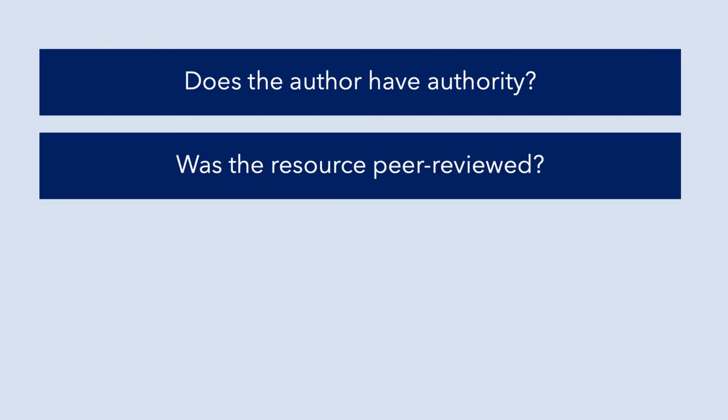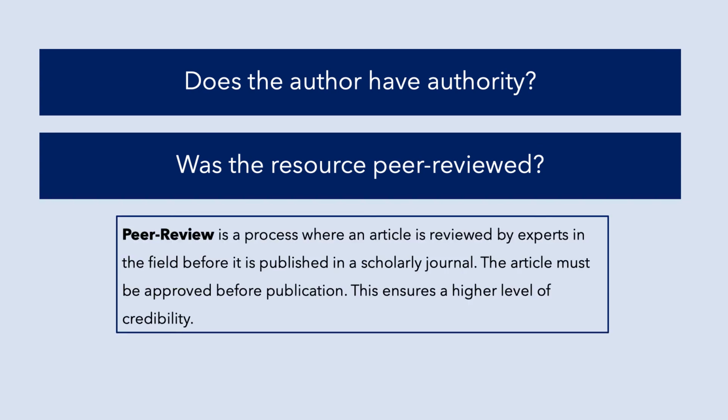Make sure the article was published in a peer-reviewed journal. Peer review is a process where an article is reviewed by experts in the field before it is published in a scholarly journal. The article must be approved before publication. This ensures a higher level of credibility. Most peer-reviewed articles contain language like submitted and accepted and include the dates. If you're not sure if a journal uses peer review, Google the journal title and look it up. Peer-reviewed journals advertise their status because using peer review makes them more reputable.